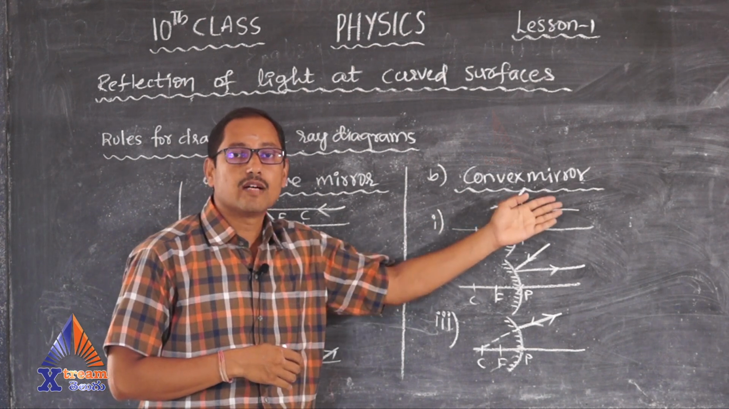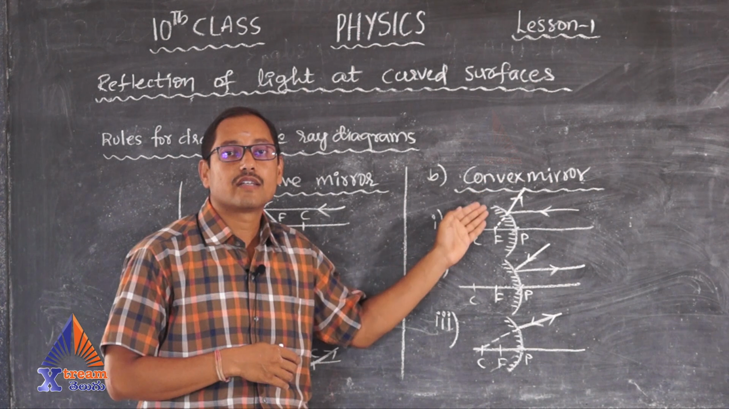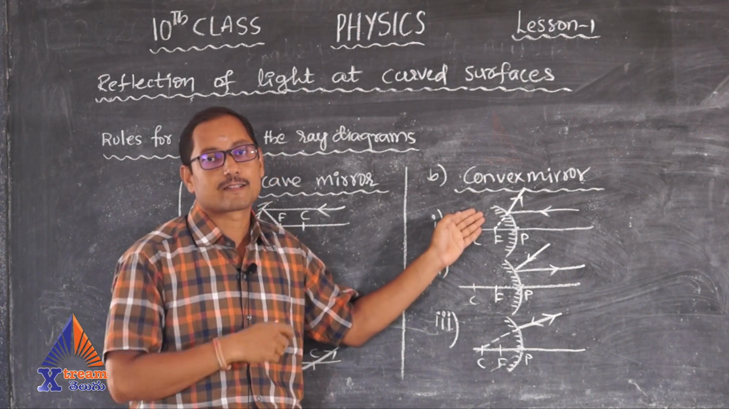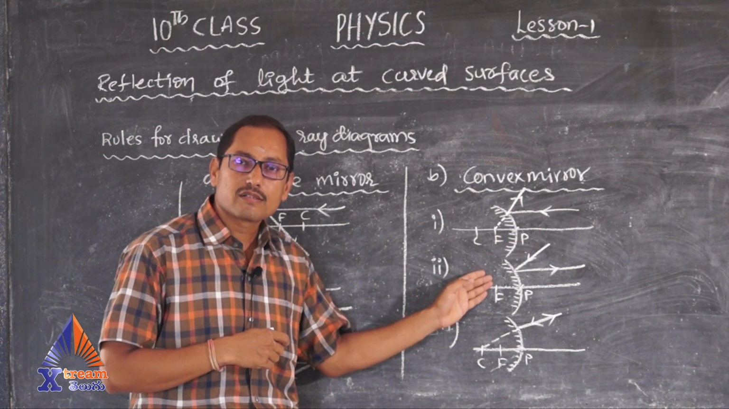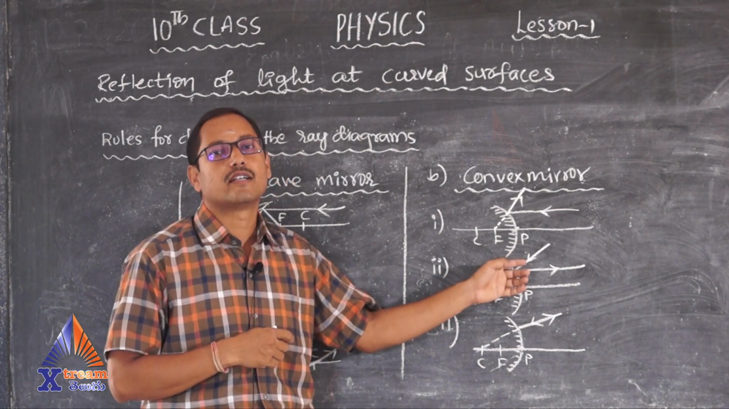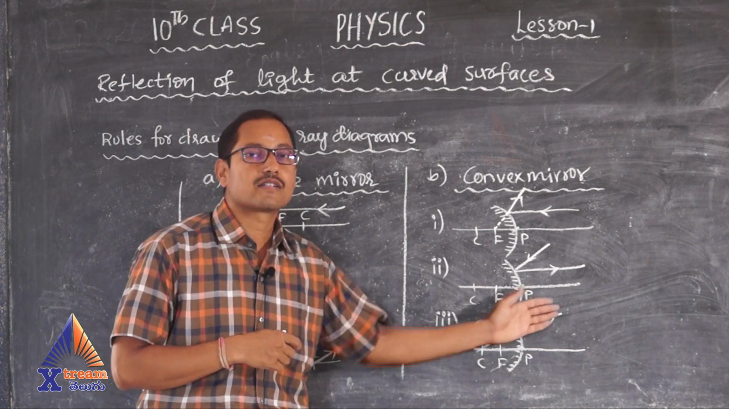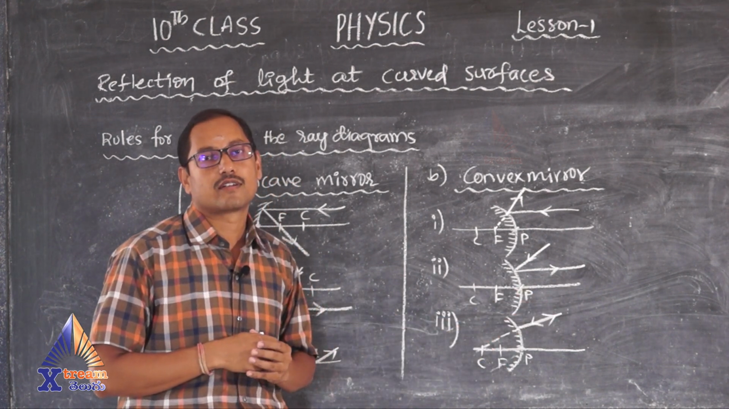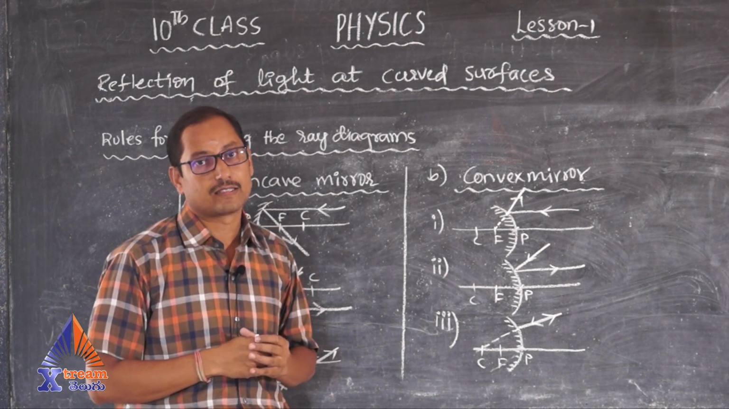In convex mirrors, the rays which are coming in parallel to the principal axis are reflected in such a way that they seem to be traveling from focus. If the rays are traveling towards the focus, they will be reflected in parallel to the principal axis. If the rays are traveling towards the center of curvature, they will be reflected in the same path back.